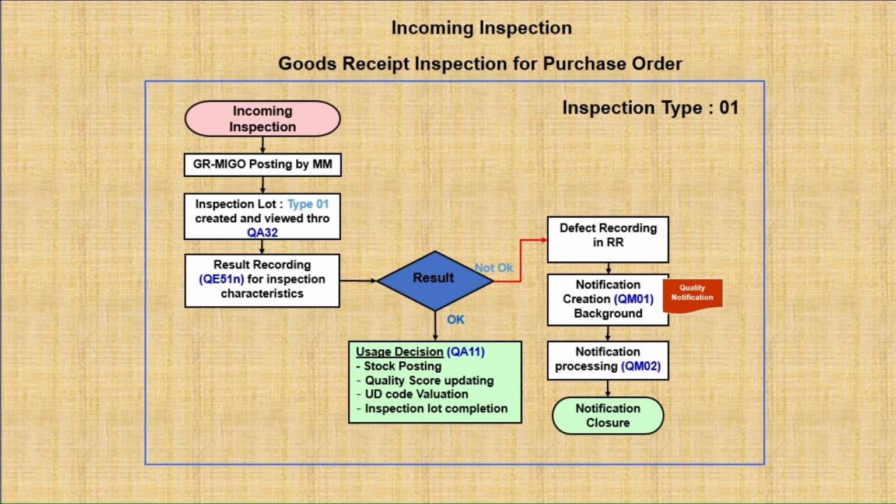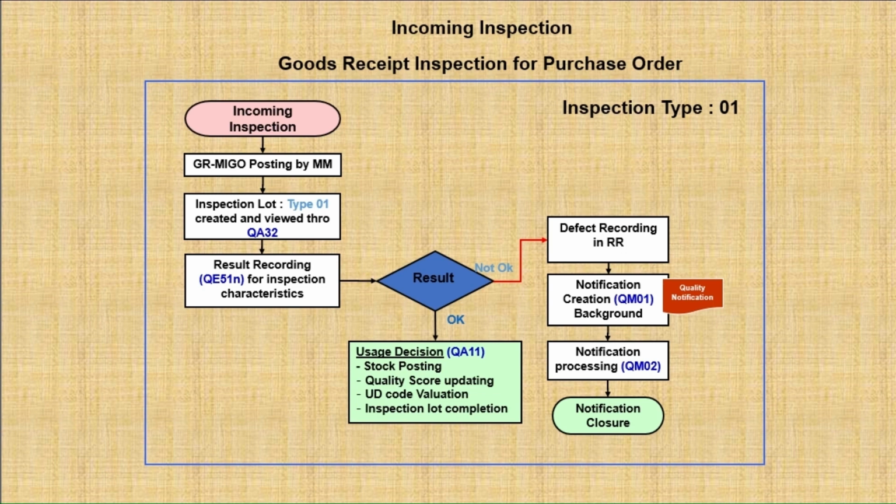For result recording, we will be using the transaction either QE51N or QA32. The same transaction can be used. Based on that, the usage decision will be done. Accepted or rejected will be decided by the quality department. If it is good, then you will move it to unrestricted. It is usable by the production department or for further processing.